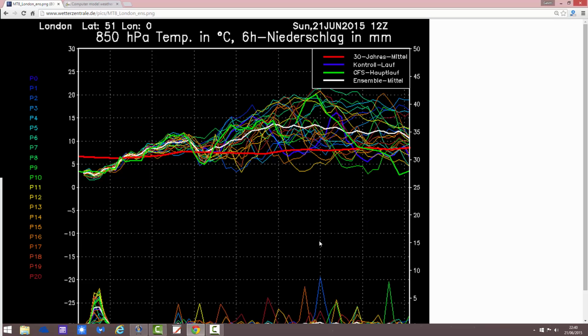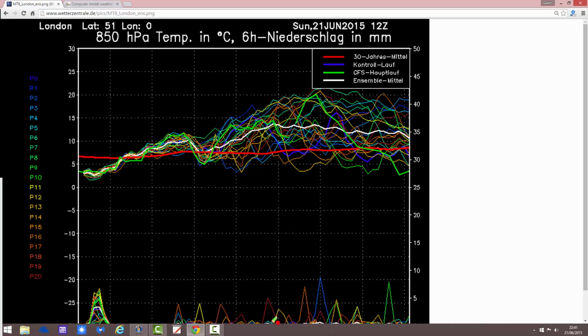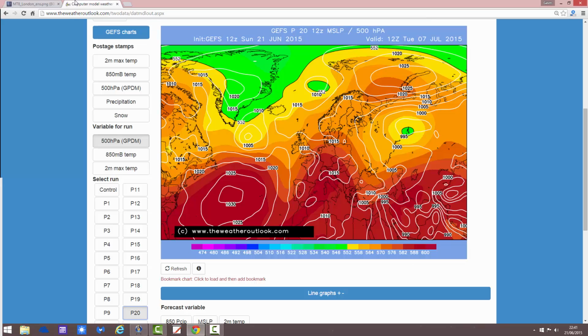So when you've got an outlier, sometimes you'll be well above the rest of the spaghetti. We haven't really got any outliers on this chart, but sometimes you can have tight clustering around this sort of zone, most of the spaghetti, and then you'll have one member that goes up here somewhere, or maybe in winter you might have one member that goes down here, whereas most of the members are in that sort of area. So when you've got an outlier, it can be very interesting to go over to the weatheroutlook.com and see exactly how the pattern develops to produce that outlier.